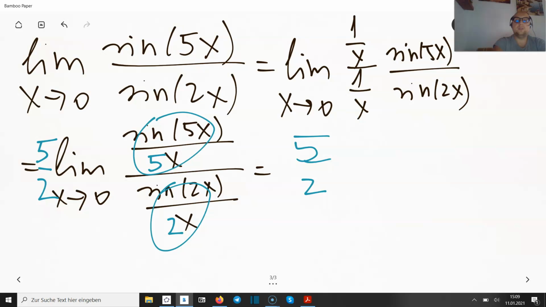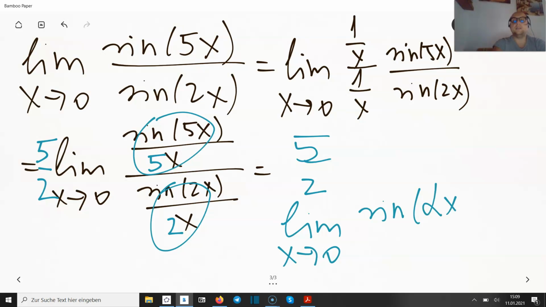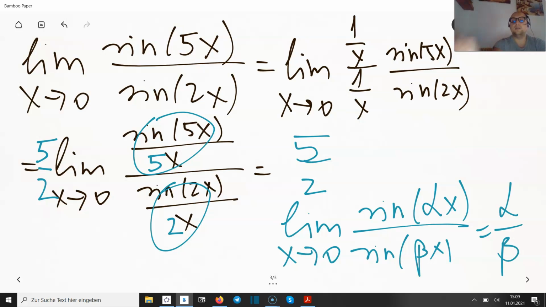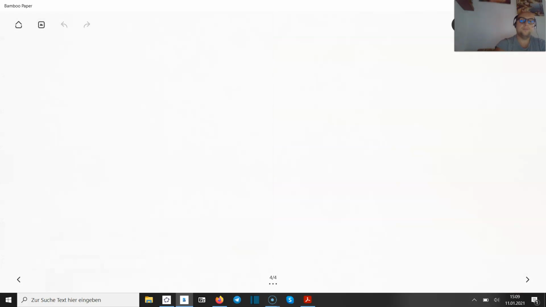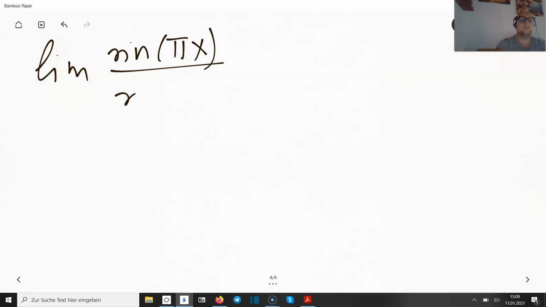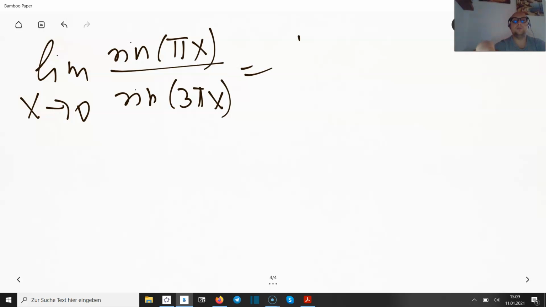So basically what we proved, and it can be shown every time you do so, is that if you have sine of alpha x divided over sine of beta x, the result is alpha divided over beta. All right? And let's do maybe one more example for today. We're just taking the limit of sine of pi x divided over sine of 3 pi x as x is approaching 0. And now you see what's happening. We proved it's the quotient between pi and 3 pi. So this is a third.